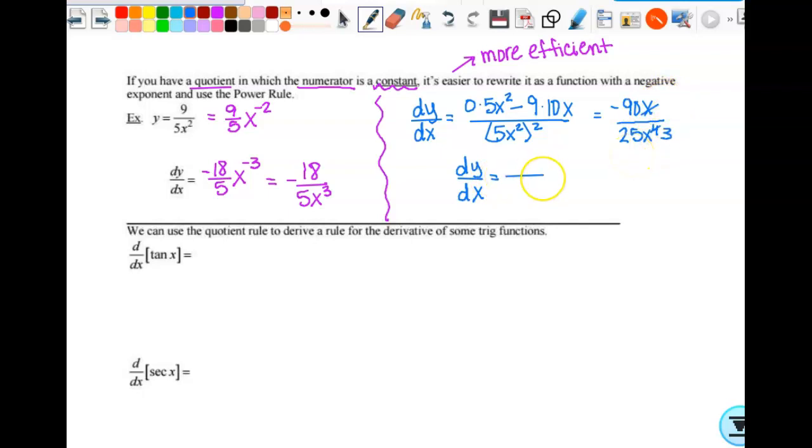And then they're both divisible by 5. Guess what 90 divided by 5 is? Negative 18 over 5x cubed. You kind of avoid bigger numbers too. So it's fine to do it either way. There's nothing wrong with it. It's just that it's different, more efficient.